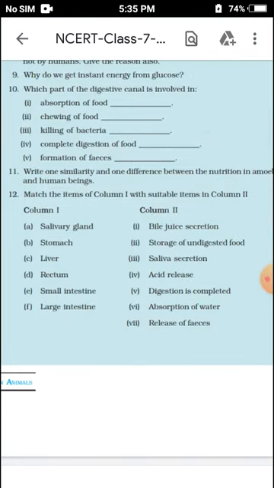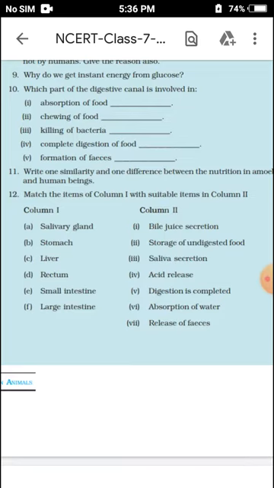Then another question is, name the type of carbohydrate that can be digested by ruminants but not by humans. Cellulose is the carbohydrate that can be digested by ruminants but not by humans, because humans lack the cellulase enzyme which is required to digest cellulose. We don't have that enzyme. Next one is, why do we get instant energy from glucose? Glucose is a simple sugar which is easily absorbed by blood, whereas other carbohydrates are first broken down into glucose and then absorbed. Hence glucose gives instant energy.